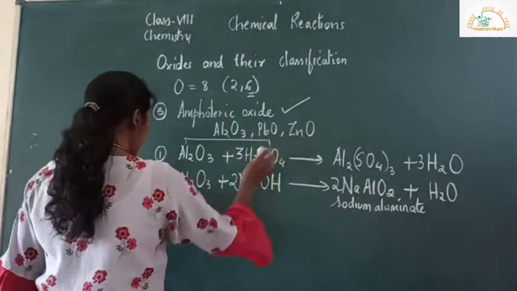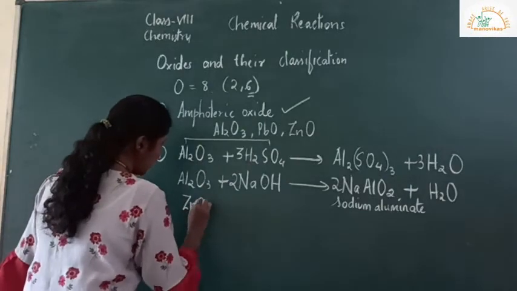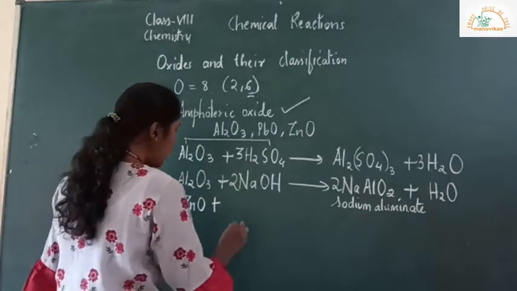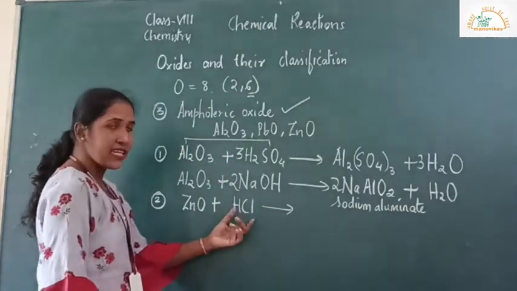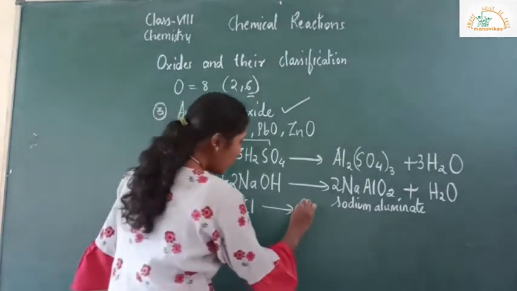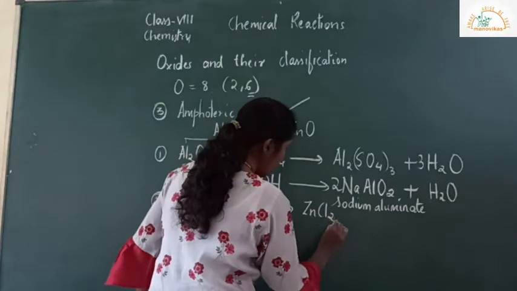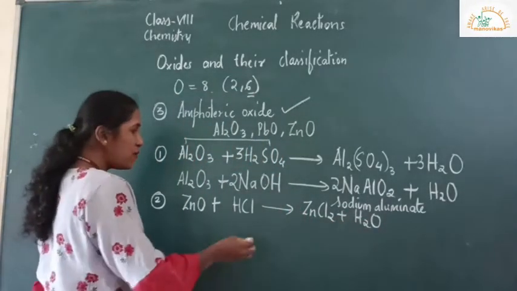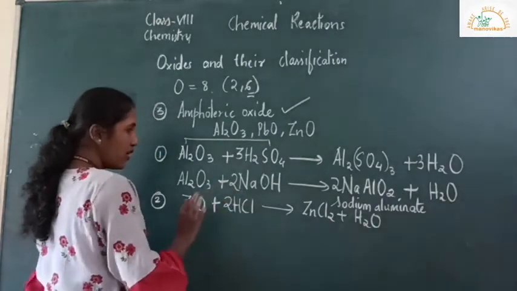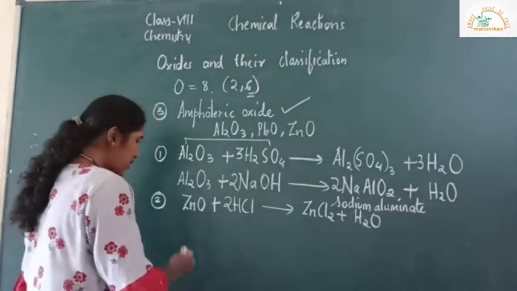Let's take one more example. Second, suppose I take zinc oxide. Zinc oxide, when I treat it with HCl, what I will get is the salt. So here, the salt I will get is zinc chloride plus water. You need to check if the equation is balanced. So it will be 2. Now the equation is balanced.